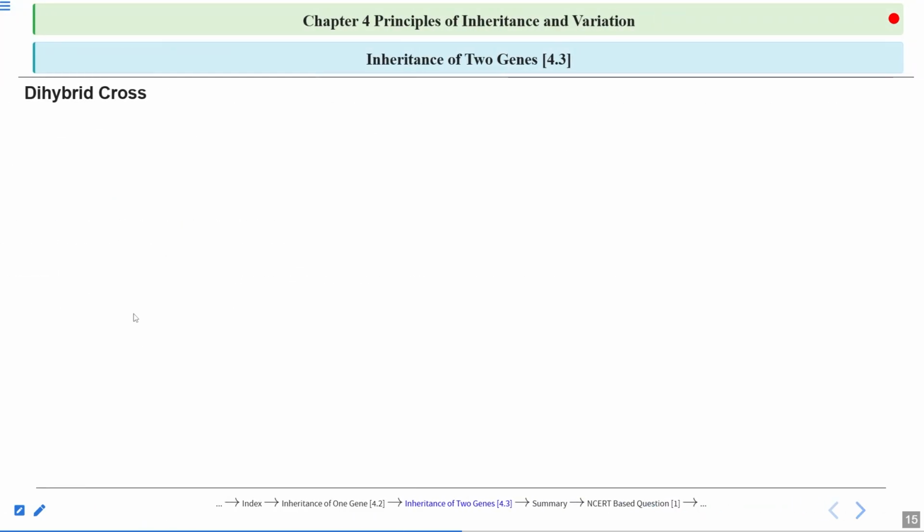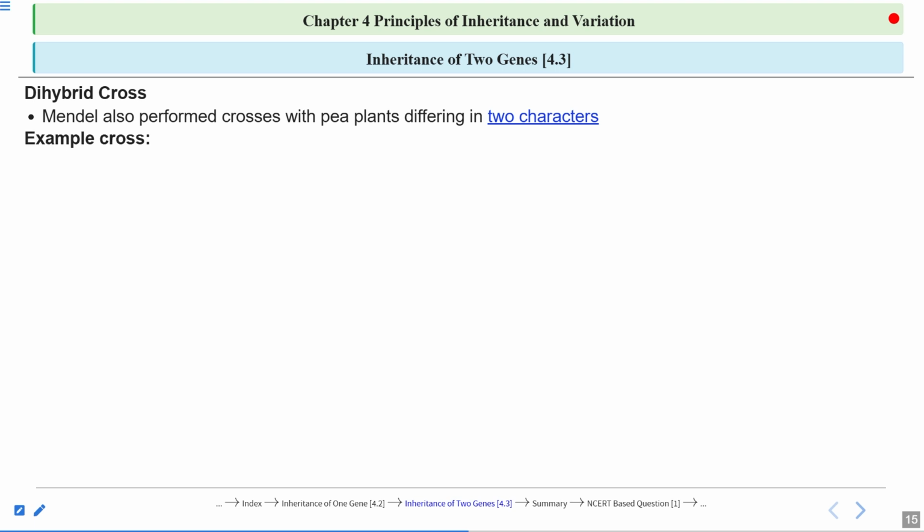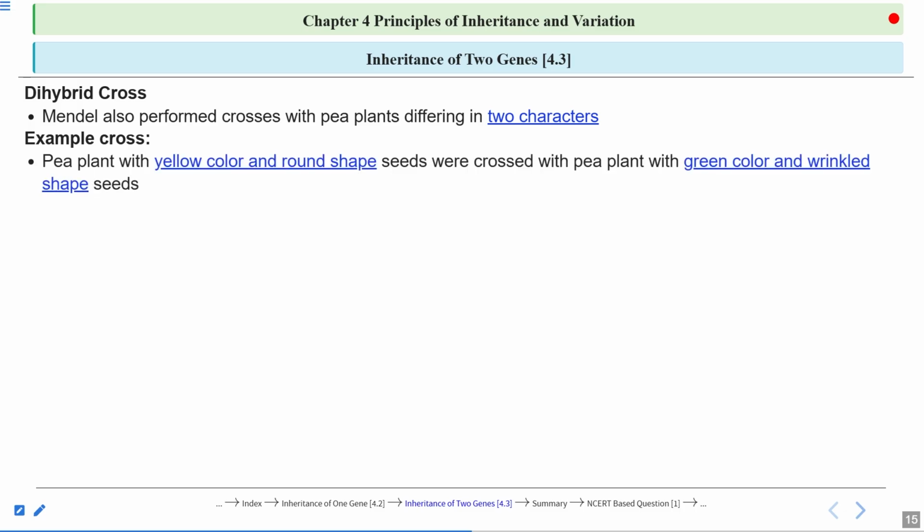Now let's talk about the inheritance of two genes. So within this, we'll be talking about dihybrid crosses. What are dihybrid crosses? Crosses between individuals which differ in two traits or two characters. So Mendel also performed crosses with pea plants differing in two characters. Okay, let's take an example of a dihybrid cross done by Mendel.